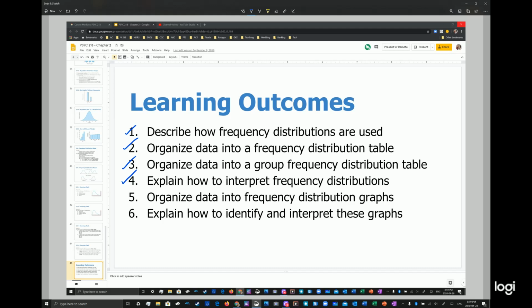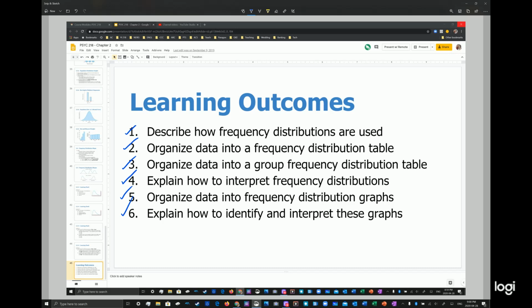We can organize these frequency distributions into graphs. We talk about the axes, x and y axes, x for the values and categories, y for the frequency count. We can do this either for individual categories or grouped categories. And number 6, we have explained how to identify and interpret these graphs, especially the shape of these distributions.